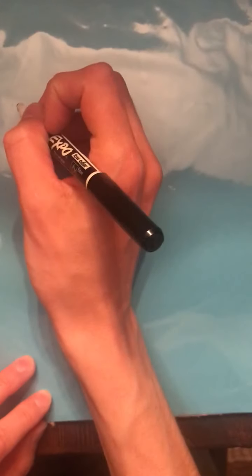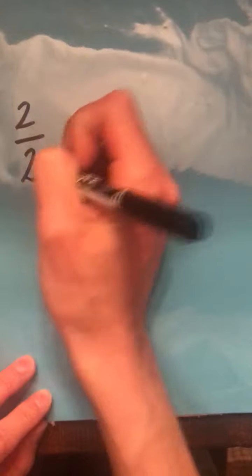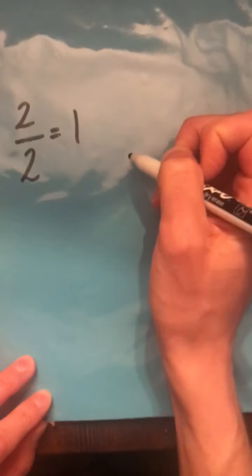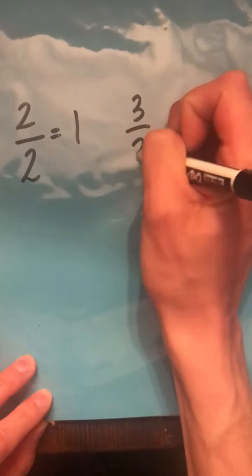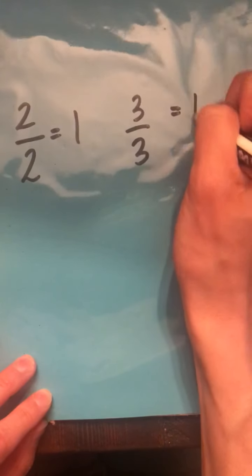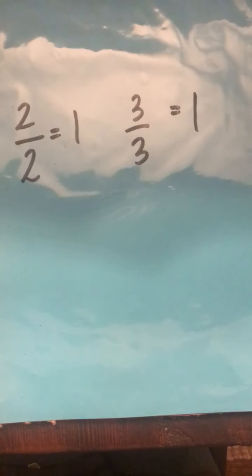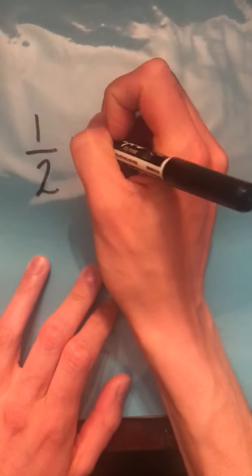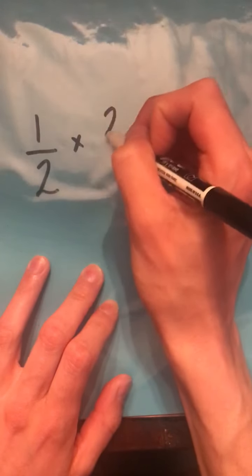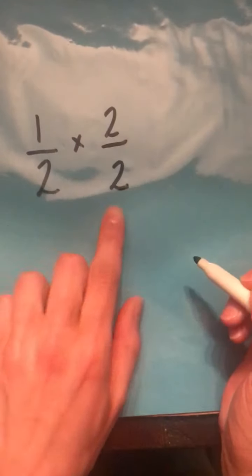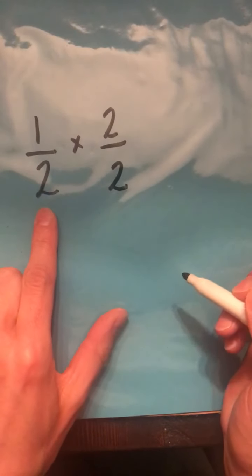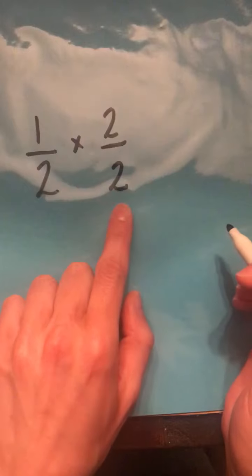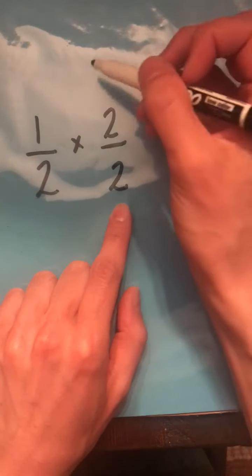Remember when we said earlier that 2 over 2 is equal to 1 and 3 over 3 is also equal to 1? So if we take our fraction 1/2, okay, and we were to multiply that fraction by 2 over 2, that would really mean that we're taking 1/2 and we're multiplying it by 1.